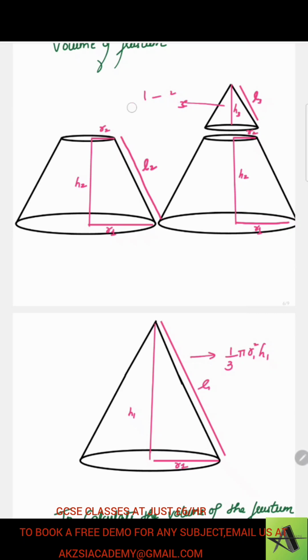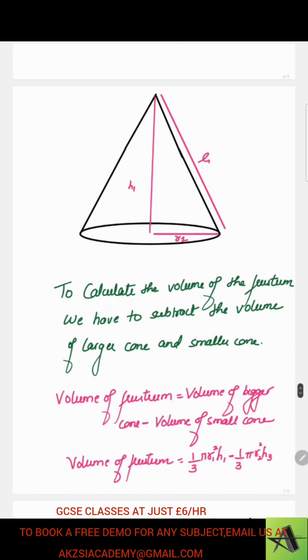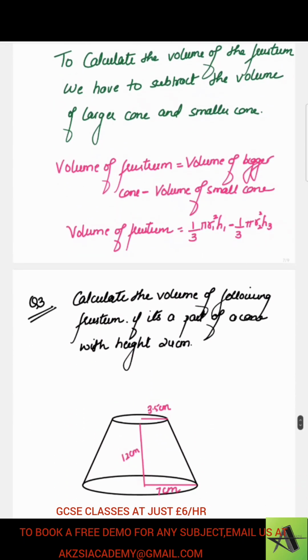So now let me do one question on the same. Here I have already written that the volume of the frustum is 1/3 pi r1 squared h1 minus 1/3 pi r2 squared h3. Let me see this question. This question says calculate the volume of the following frustum if it's a part of a cone with height 24 centimeters, which means this frustum is a part of the bigger cone.